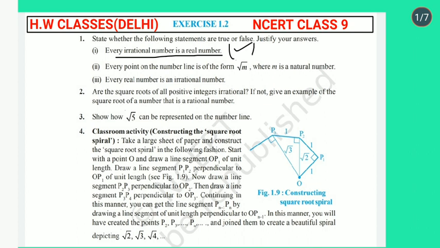Now the second statement. The second statement says every point on the number line is of the form root m, where m is a natural number. So this statement is regarding the number line, which says every point on the number line is of the form root m, where m is a natural number. So let's see how this statement holds. Suppose you have a number line like this.